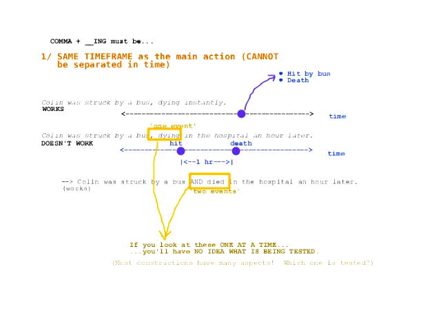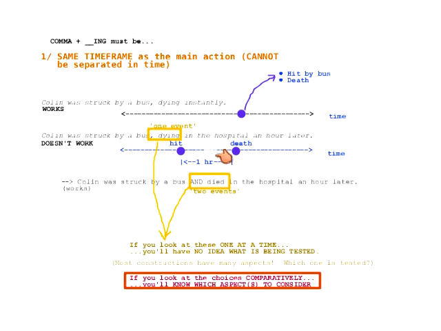Only the shadow knows. On the other hand, if you look at these in comparison to each other, which I know I'm saying this a million times in a row, but it's definitely worth it, if you look at the choices comparatively, you'll know which aspect or aspects to consider. Like here we have comma -ing against and plus verb. The only functional way in which those are different from each other is that this has got to be a single event and this has got to be two events.